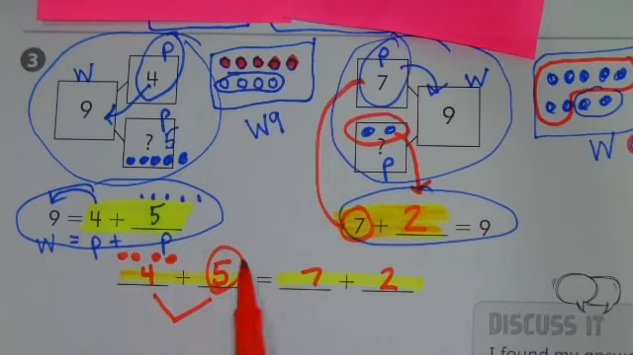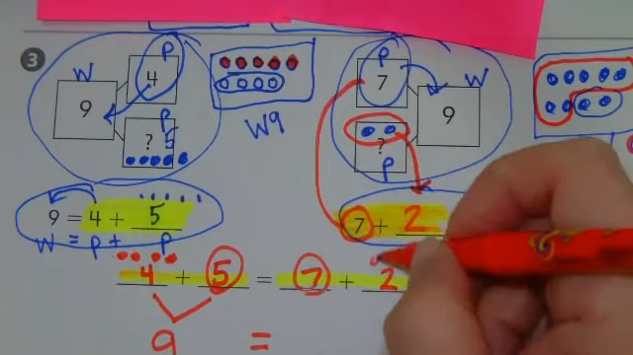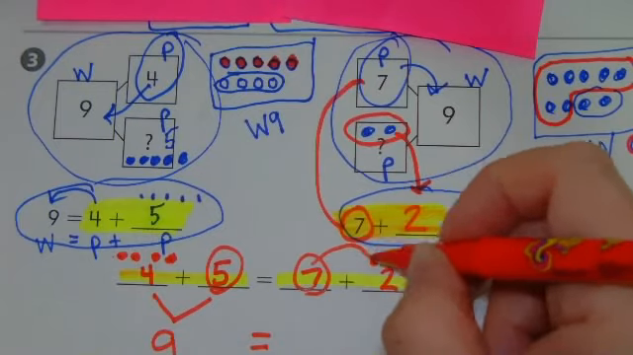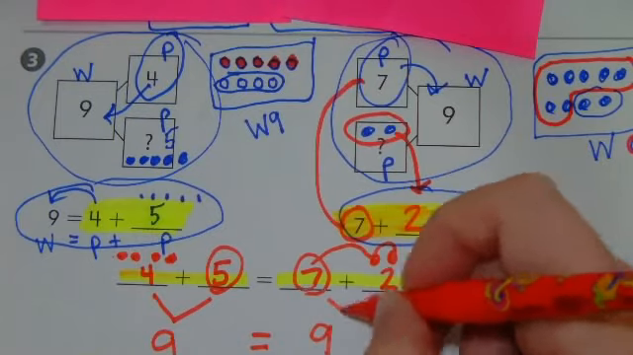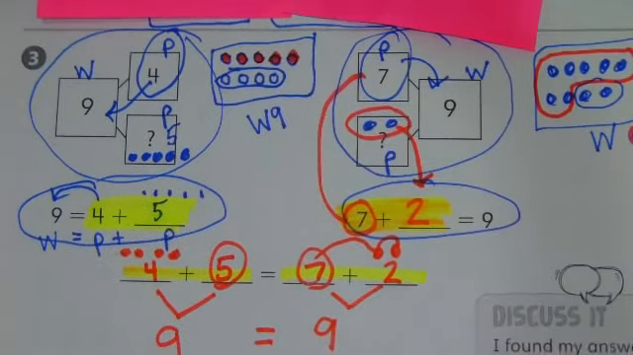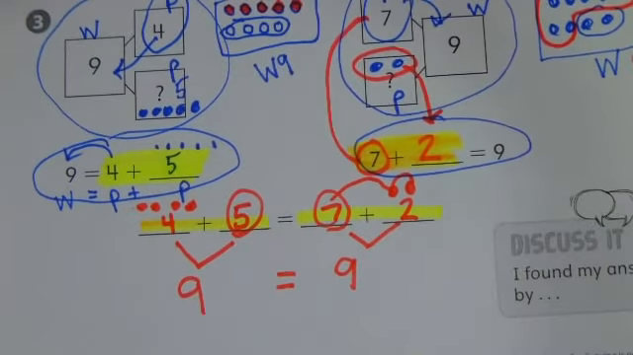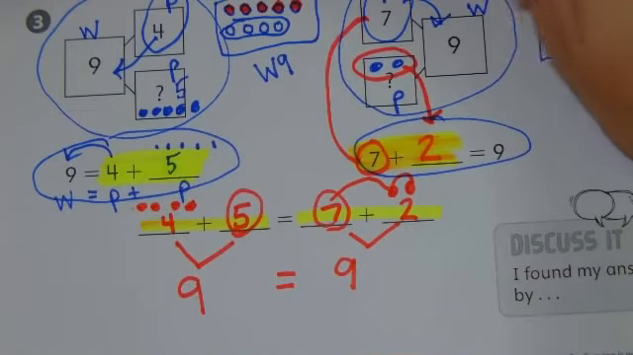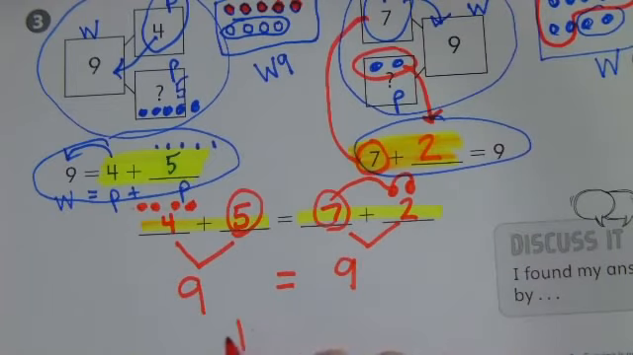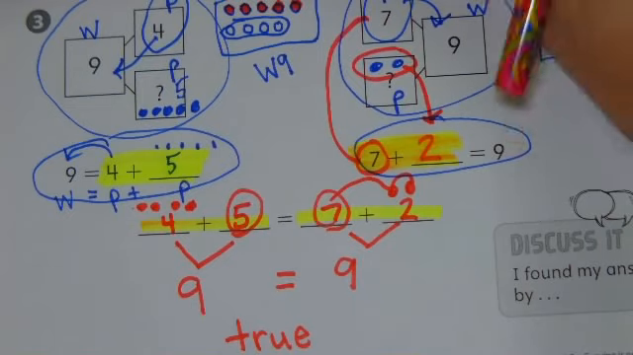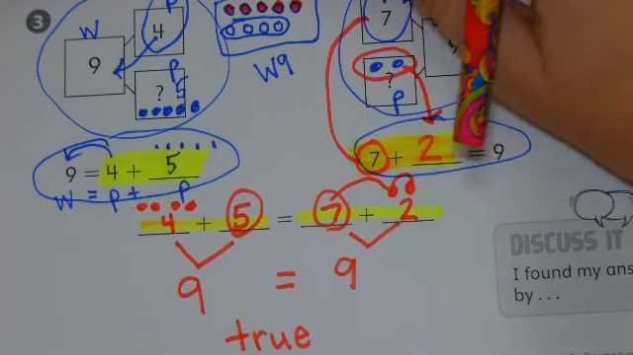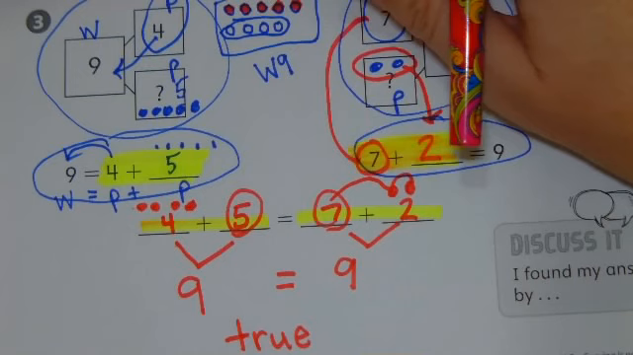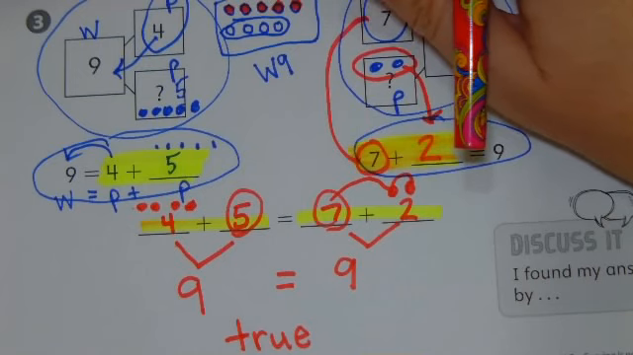If I wanted to prove it again, I could add that. 5 is greater, plus 4 more dots. 5, 6, 7, 8, 9. 9 equals. 7 is greater. I'm going to add 2 dots here. 7, 8, 9. 9. Does 9 equal 9? Yes. So we know this statement is a true statement. It is equal.